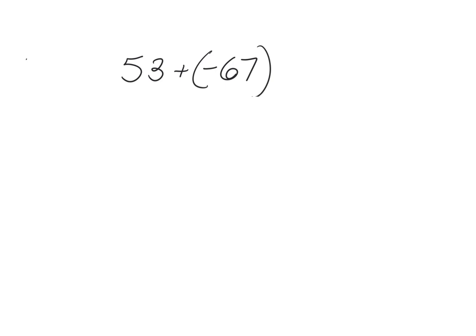All right, so we're just quickly going over the rules that we learned in class today. And we can write this as 53 plus negative 67, or you might see it as 53 minus 67. Both of these are representing the exact same thing.